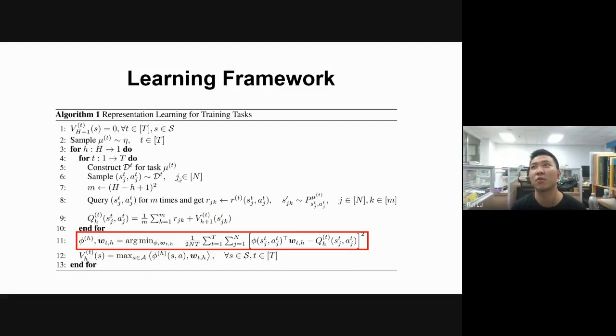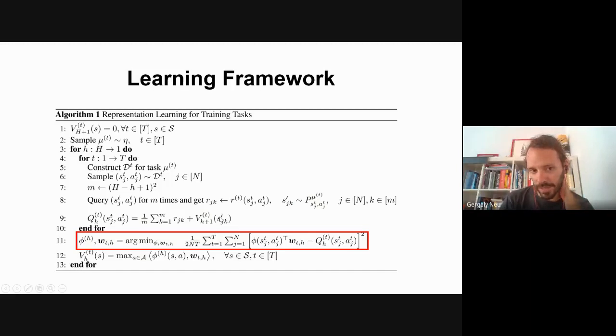Let me see. Actually, this phi is optimized within a function class. So you find a best phi within some function class. For example, this phi can be linear, then basically you're finding a matrix. Or if phi is a neural network before the final linear layer, then this optimization is just optimizing the neural network.